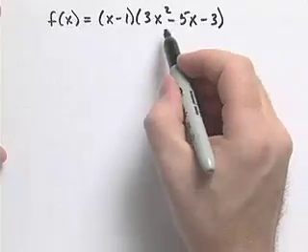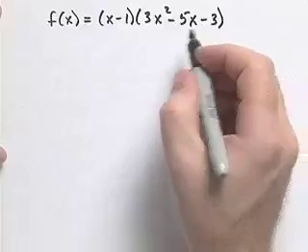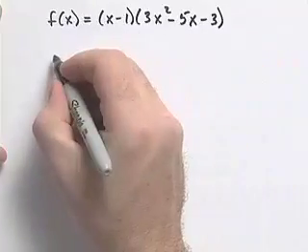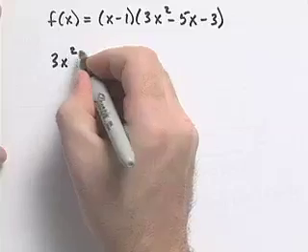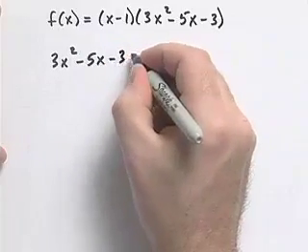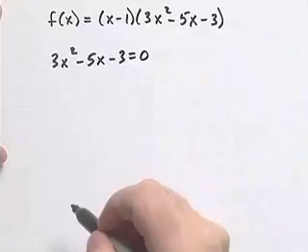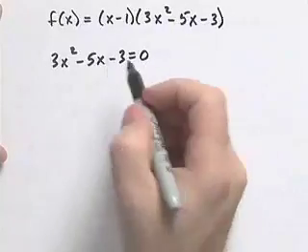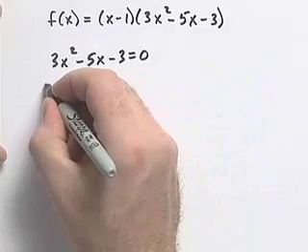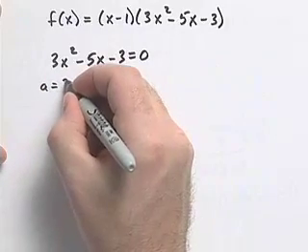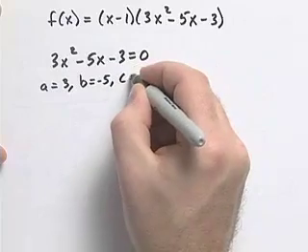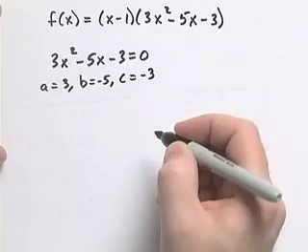If we look at it, we see that it is not going to be able to be factored, but we still are interested in finding the zeros of our function. So we're going to set this reduced polynomial, 3x squared minus 5x minus 3, equal to 0, and find any solutions to this equation. This is a quadratic equation, and factoring is not going to help us here. So we're going to use the quadratic formula. A equals 3, b equals negative 5, and c equals negative 3.